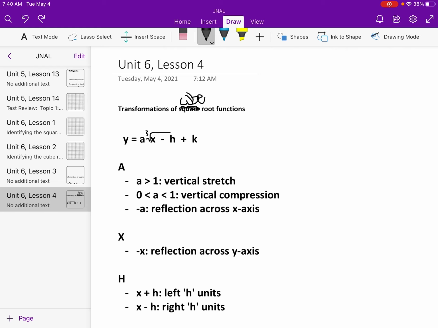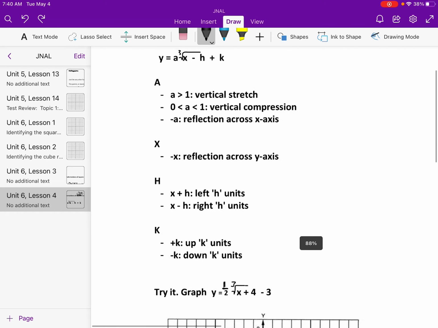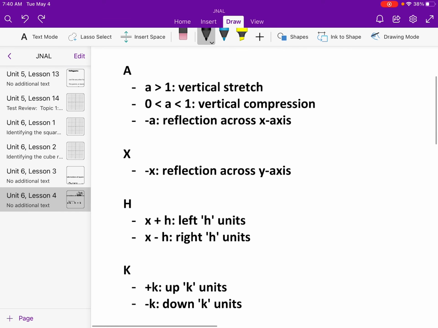So we still have A, H, and K. This video wouldn't make sense if you didn't watch Lesson 3. I already filled this in because I didn't need to write it again. Remember, we have vertical stretches, compressions, reflections. You can move left, right, up, down.